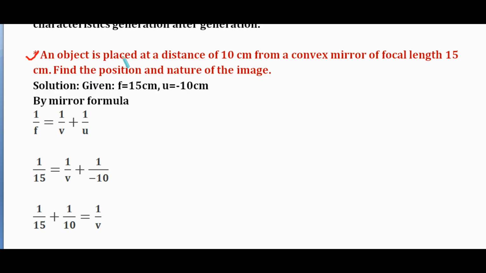Next question. An object is placed at a distance of 10 cm from a convex mirror of focal length 15 cm. Find the position and nature of the image. Given f equal to 15 cm, u equal to minus 10, the distance of the object is always negative. So u equals minus 10. And by the mirror formula, we know that 1 upon f equals 1 upon v plus 1 upon u. By putting the value of f, it is 15, and the value of u, it is minus 10.